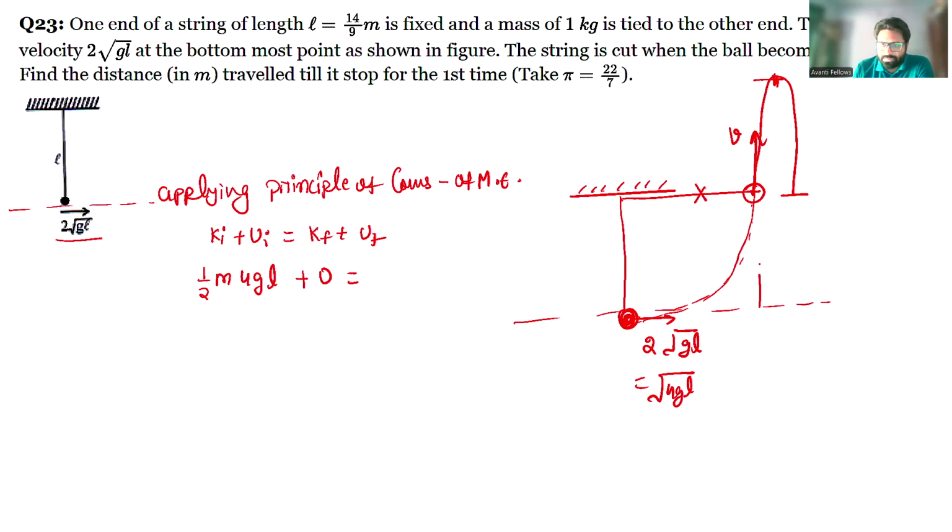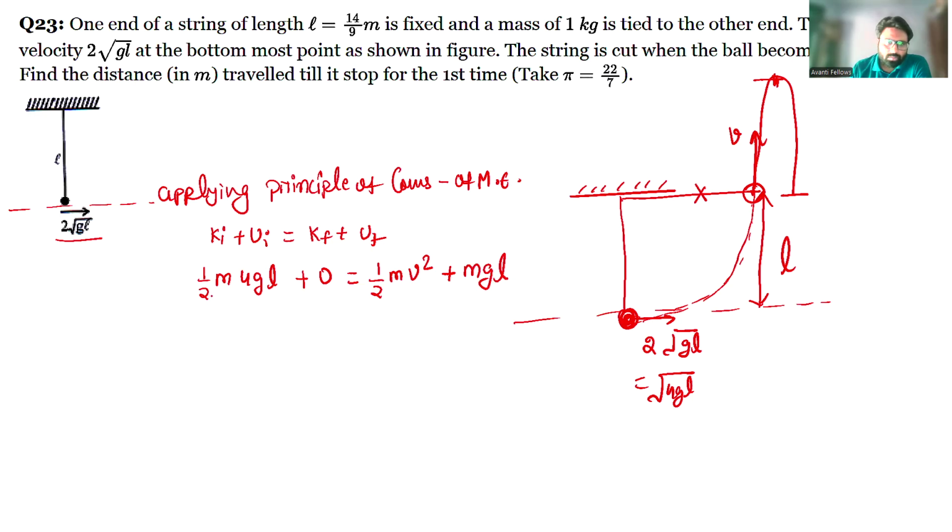And from here to here, the ball is moving in this direction. This particular position is length L. This displacement is length L only. So final kinetic energy, let's say, will become 1 by 2 mv square. Here the velocity is becoming v. So final kinetic energy is 1 by 2 mv square. Final potential energy will become mg into L.